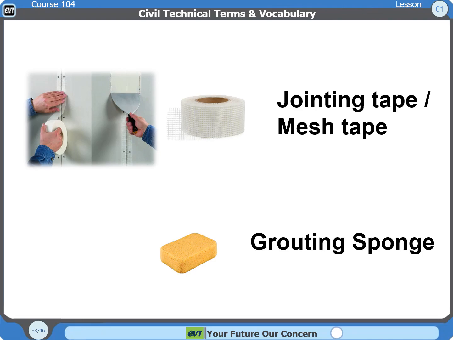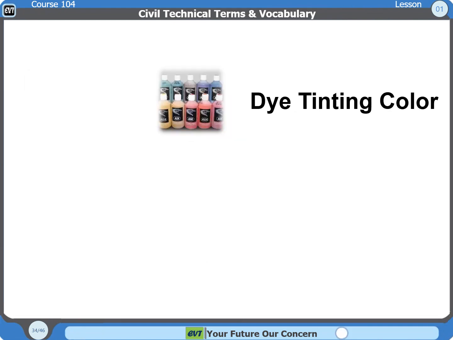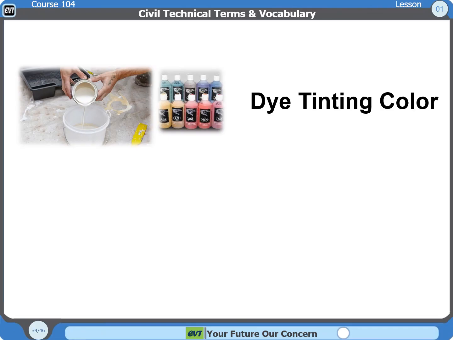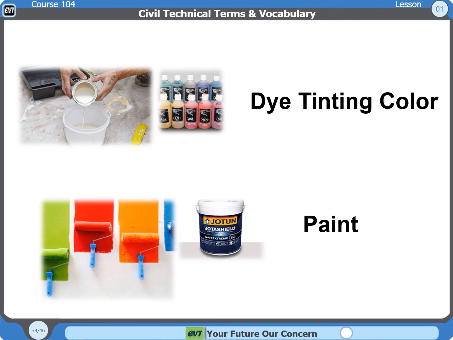We have grouting sponge used to wipe away excess grout off the tiles once you have finished filling the cracks between tiles. We have dye tinting color used to adding white to a color in order to make it lighter. We have paint used to protect objects, can be made in many colors and in many different types such as watercolor or synthetic.